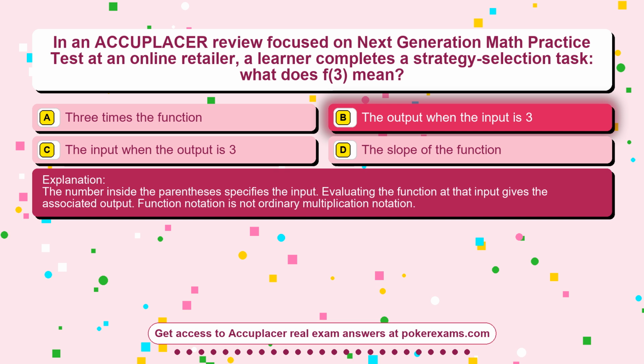The number inside the parentheses specifies the input. Evaluating the function at that input gives the associated output. Function notation is not ordinary multiplication notation.